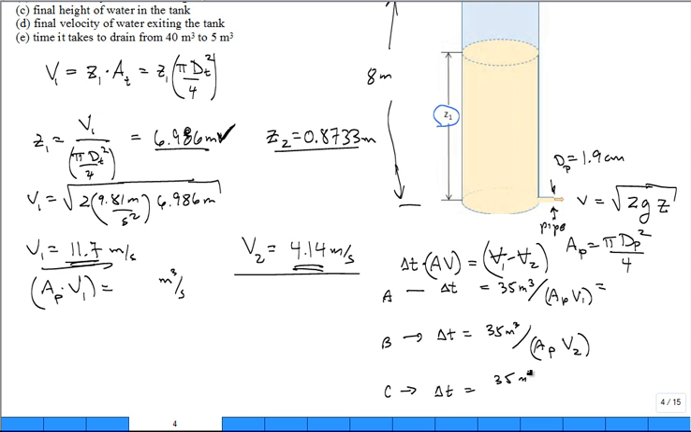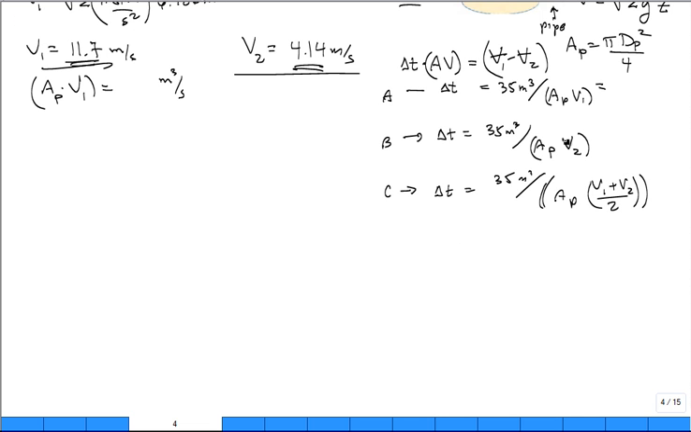35 meters cubed per second, or meters cubed. The area of the pipe's not changing. What's changing? The velocity. Instead of V1 or V2, take the average. Wouldn't that be a better estimate? So you're zooming in, you're getting closer. But this is a nasty calculus problem. But let's go ahead and flex our mathematical muscles and solve this problem, okay? So let's go ahead and do that.